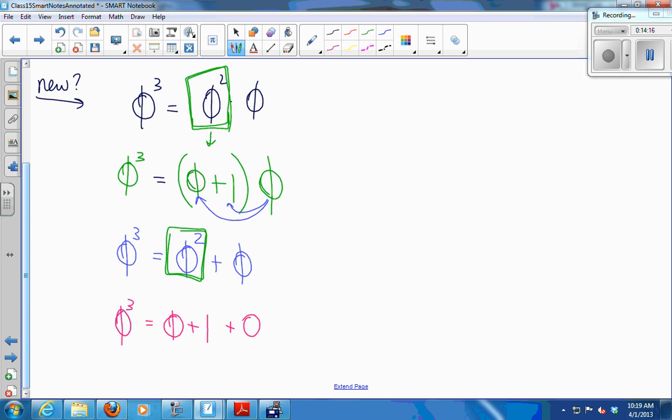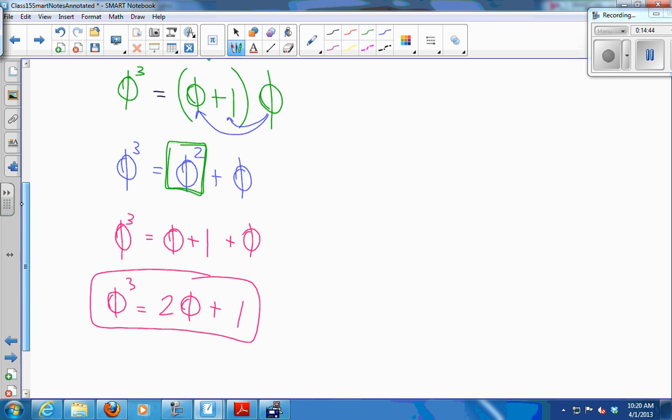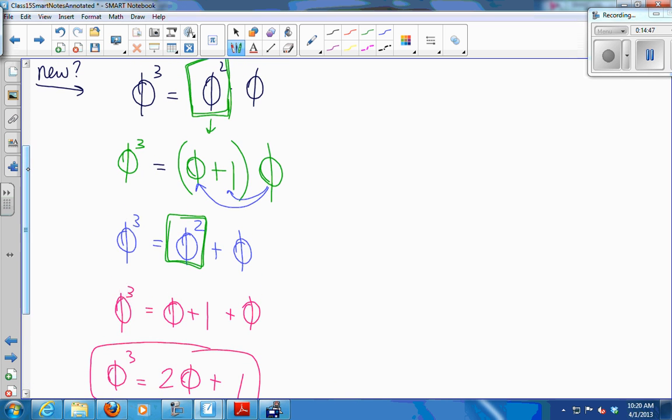Now when I simplify, I get phi cubed. I combine like terms. Phi plus phi is what? 2 phi. And then I have a plus 1. So there's a formula for phi cubed: 2 phi plus 1. So it's a little bit algebra intensive, but not anything that you don't have the knowledge to do. Okay? Maybe we just got to shake off a little rust.